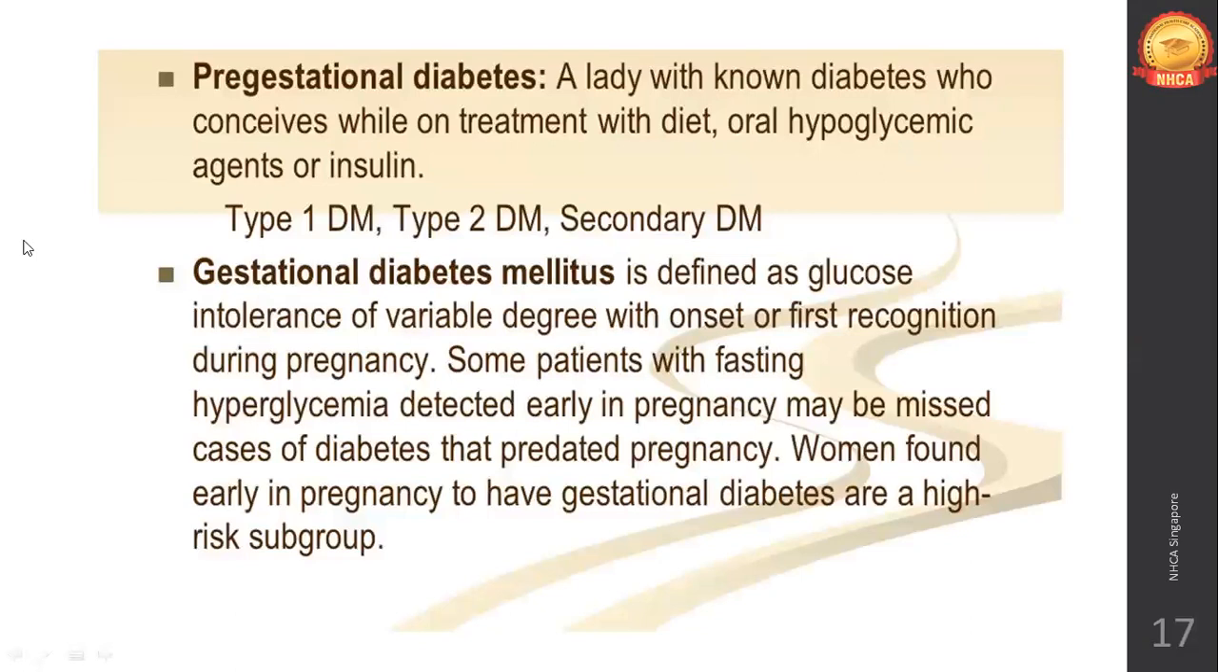Then we have pre-gestational diabetes. A lady with known diabetes who conceives while on treatment with diet, oral hypoglycemic agents, or insulin. Okay, that is pre-gestational diabetes. It's a woman who was diabetic before she got pregnant, usually type 1 diabetes, type 2 diabetes, or secondary diabetes mellitus. So a woman who was diabetic even before she got pregnant will, even during her pregnancy, be on oral hypoglycemic drugs or insulin, and diet restriction will be carried out.